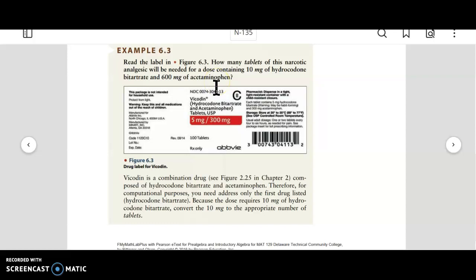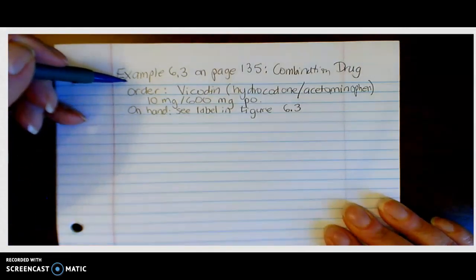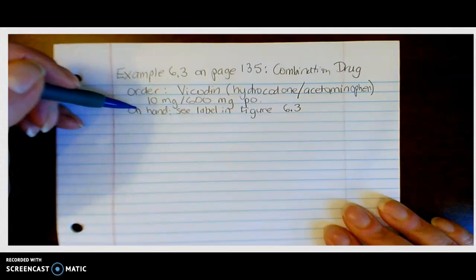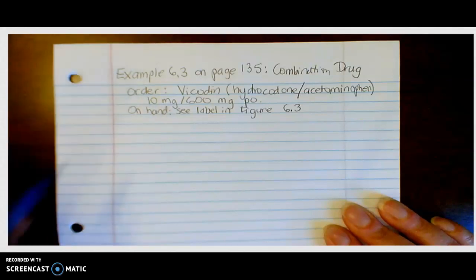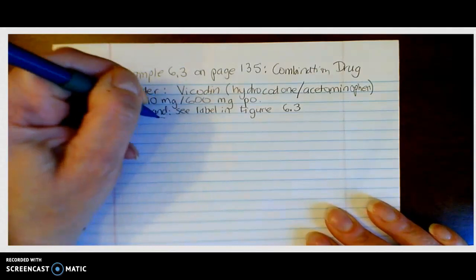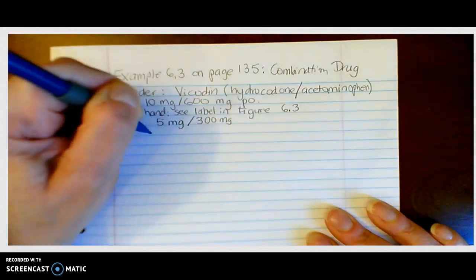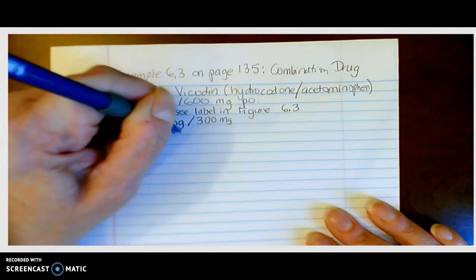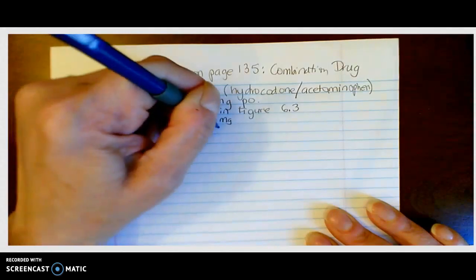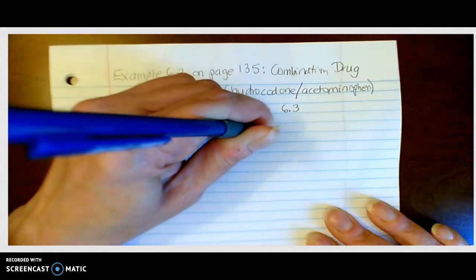Now I'm going to switch my camera so you can see what I'm writing. I've written the important information: the example number, what page we're on, the order, and what's on hand, looking at that label. On hand it's 5 milligrams and 300 milligrams of hydrocodone and acetaminophen. That's the important thing to get off the label.